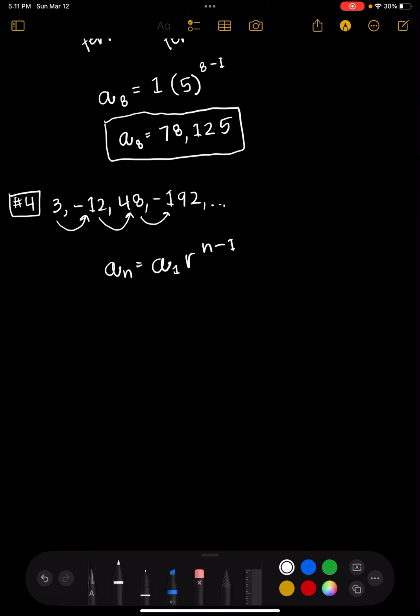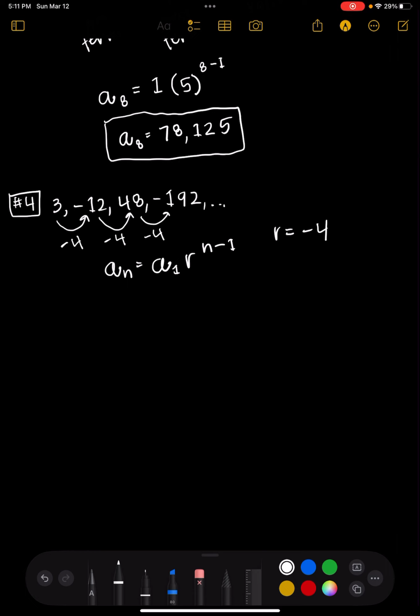To go from 3 to -12, because it's flipping between positive and negative, I know I'm going to multiply by a negative. And this is actually a -4, again, because to get from 3 to 12, I multiply by 4. Now, to get from -12 to a positive 48, once again, I know I'm multiplying by a negative. 12 times 4 is 48, so I know it's multiplying by -4. And same thing over here, to get from 48 to -192, I multiply by -4. So that tells me that my r has to be equal to -4.